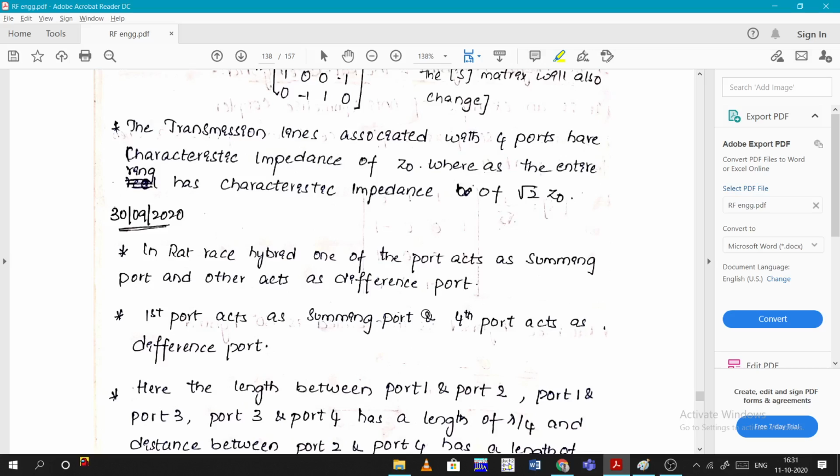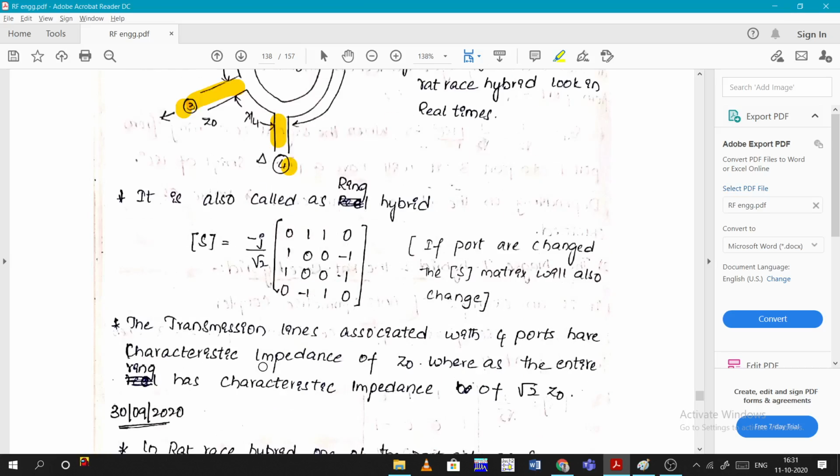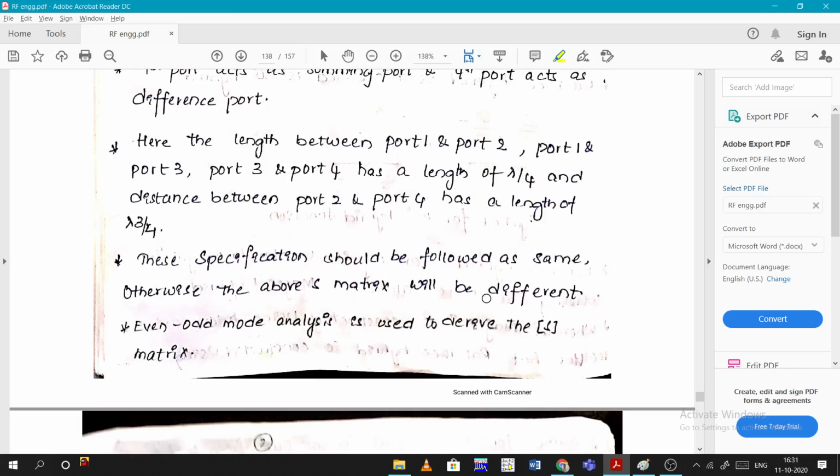In the rat race hybrid, one of the ports acts as the summing port and another acts as the difference port. The first port acts as the summing port and the fourth port acts as the difference port. Here the length between port 1 and port 2, port 1 and port 3, and port 3 and port 4 is lambda by 4, and from port 2 to port 4 it will be 3 lambda by 4. This specification should be followed exactly, otherwise the above S matrix will be different.